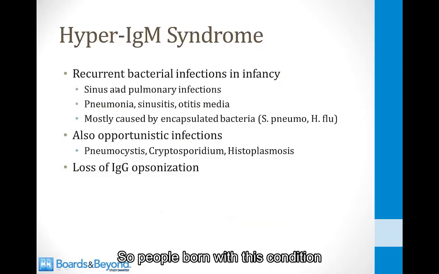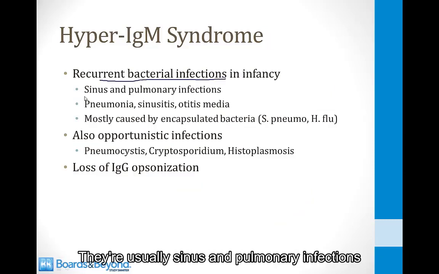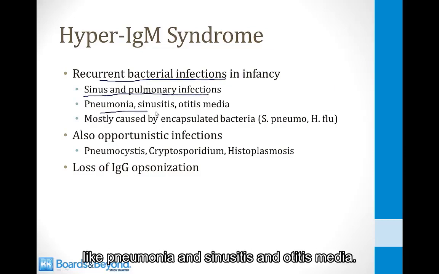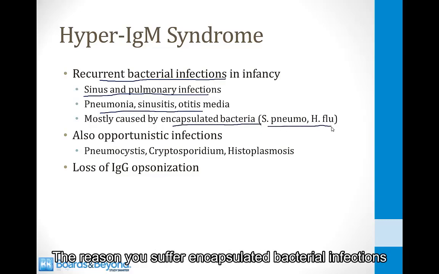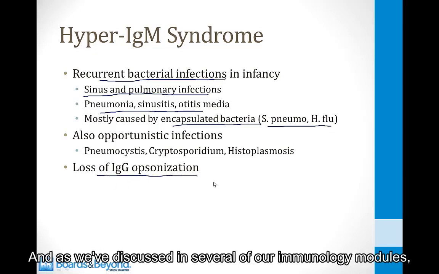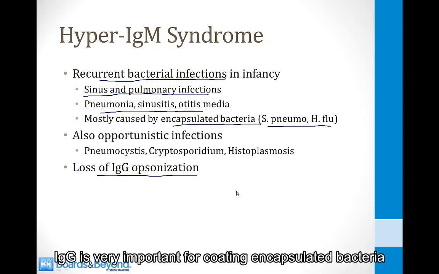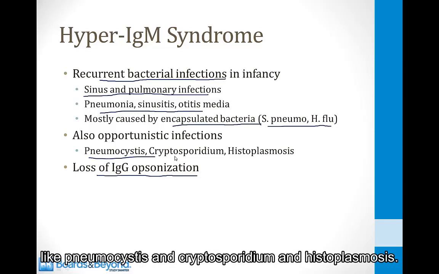So people born with this condition have recurrent bacterial infections starting in infancy. They are usually sinus and pulmonary infections like pneumonia and sinusitis and otitis media, and mostly they're caused by encapsulated bacteria like strep pneumo and H. flu. The reason you suffer encapsulated bacterial infections with this syndrome is because you cannot make IgG. And as we've discussed in several of our immunology modules, IgG is very important for coating encapsulated bacteria and marking them for phagocytosis. Children with this condition also get some opportunistic infections like pneumocystis and cryptosporidium and histoplasmosis.